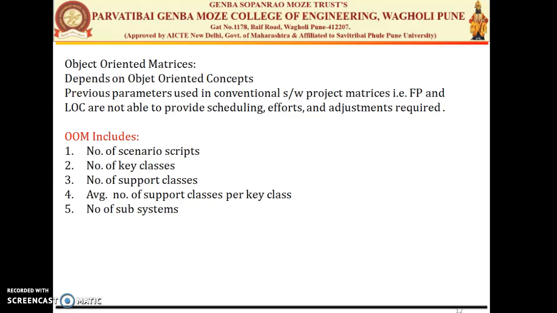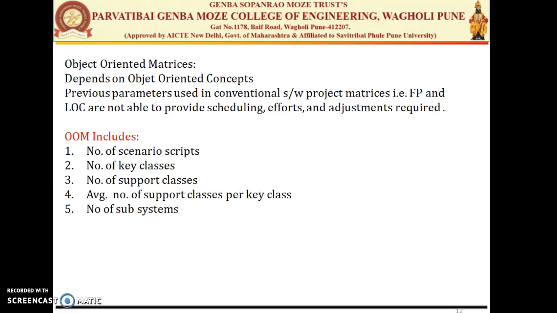Then the third one is the number of supportive classes. Supportive classes are the classes which support these key classes, but they do not include the problem domain. They are just supportive classes. Suppose take the example of Java: printf is a supportive class. Why? Because the printf class supports Java to print a statement. So the printf class is a supportive library for developing a Java program.